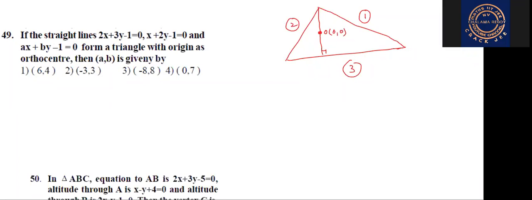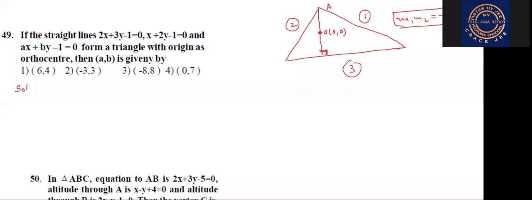Okay. Do one thing. Solve 1 and 2. We get vertex A and the altitude, and the equation of the third line. Both are perpendicular to each other. Two lines are perpendicular means the product of the slopes is equal to -1. So we will use this concept, and on that basis we can eliminate the options.